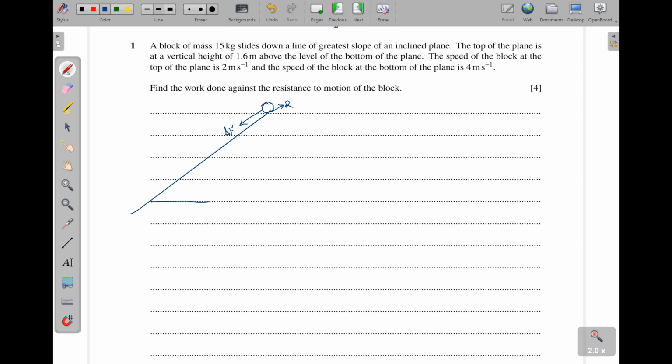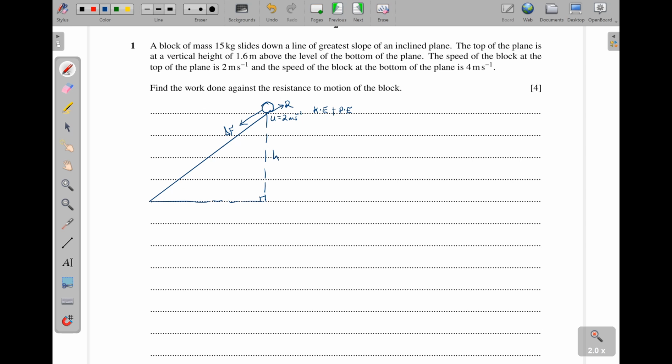Then here they are saying that the speed of the particle at the top is 2. So let's say u here is 2 meters per second. So meaning here it has kinetic energy because there is speed, and there is also potential energy because there is this vertical height generated here. That's our h.